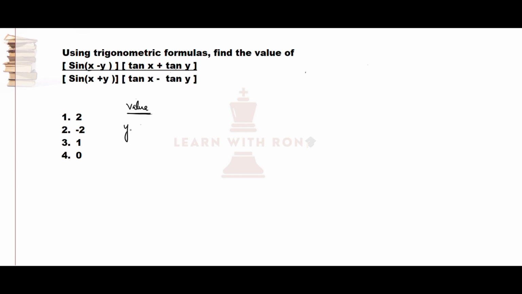Let's say, for example, I kept y as 0 degrees. If I keep 0 here, x minus 0 is x, so I will be left with sin x multiplied with tan 0, which is 0, so tan x plus 0, you will be left with tan x, divided by x plus 0, you will be left with sin x multiplied with tan y value 0, so tan x minus 0, you will be left with tan x. So tan x gets cancelled, sin x gets cancelled. So your answer is 1, which is option number 3 here.